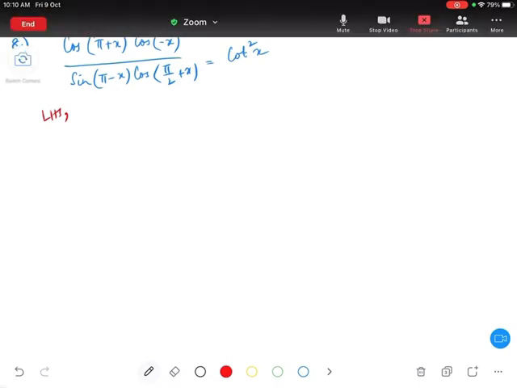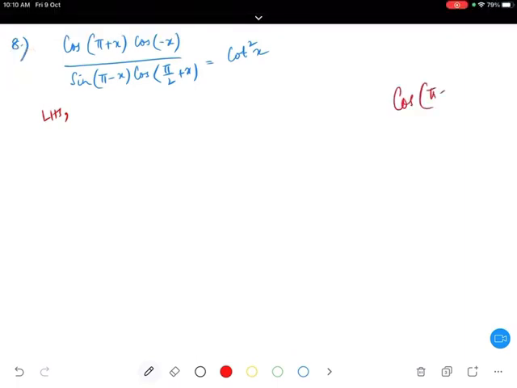Come on guys, tell me fast. Cos(pi plus x), what is the value? This is pi. Acha, somebody says sin x. Let's see whether it's sin x or not. Is there anybody who's having a different answer? Nobody has any answer.